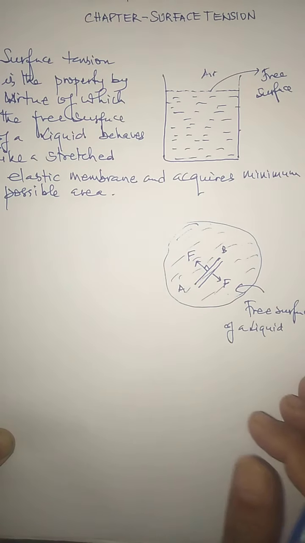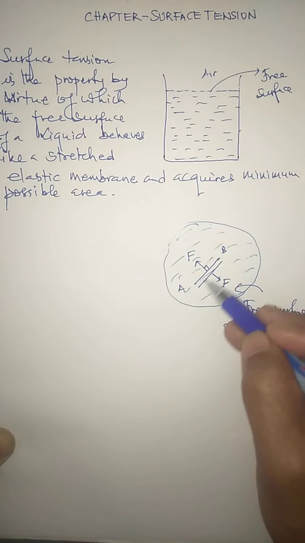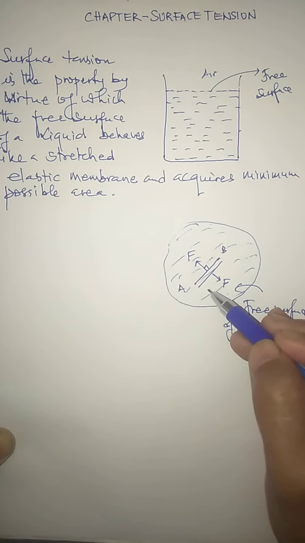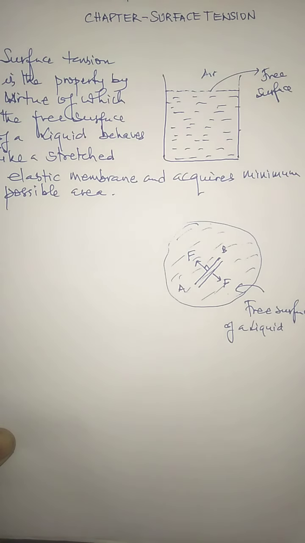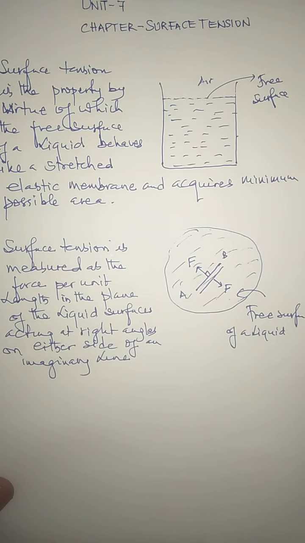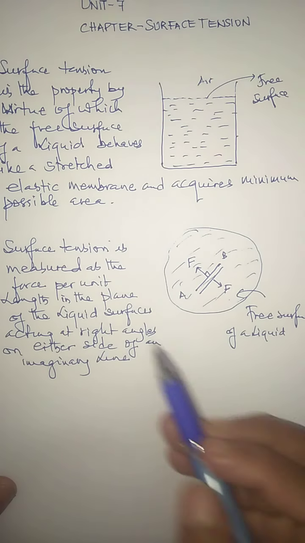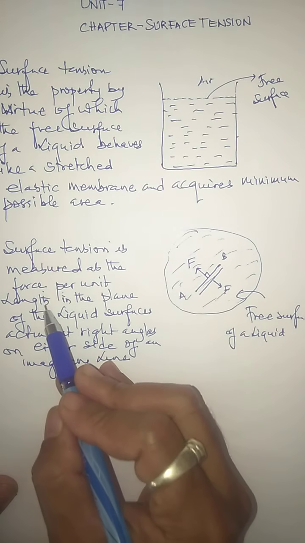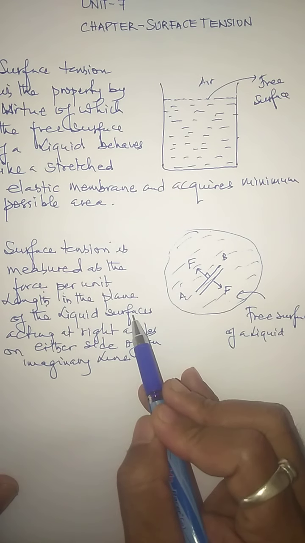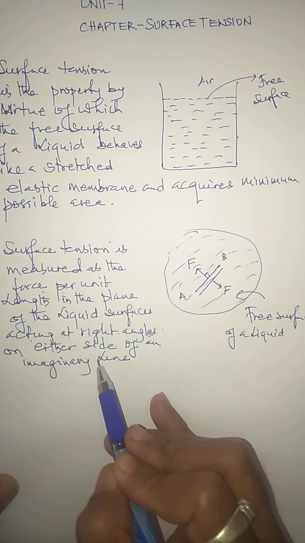That's why surface tension is actually measured as the amount of force per unit length in the plane of the liquid surface. The plane of the liquid surface is basically what surface? The free surface. So children, as I said already, surface tension is one of the properties of liquid, but it is also a quantity that can be measured. For the measurement of surface tension, we measure the amount of force per unit length in the plane of the liquid surface, and this force acts at right angle on either side of the what line? Imaginary line.